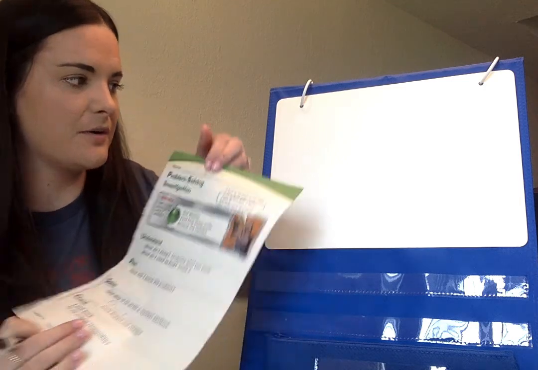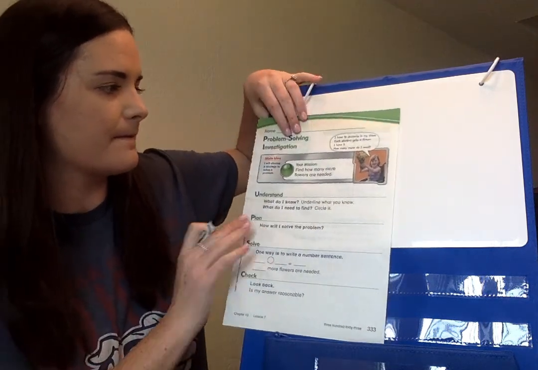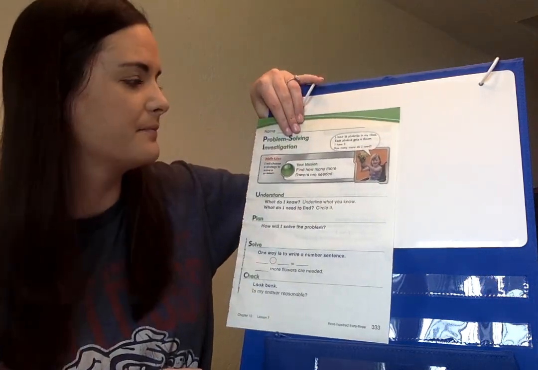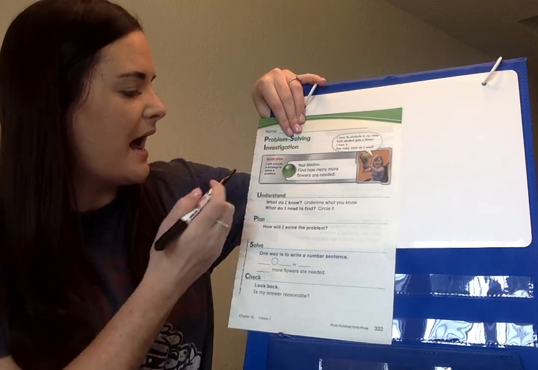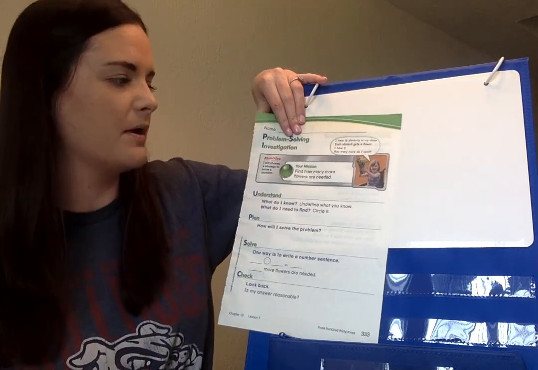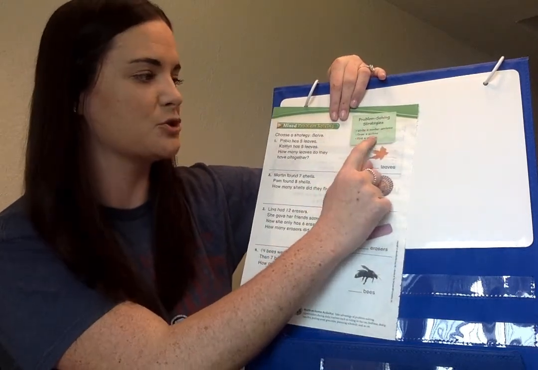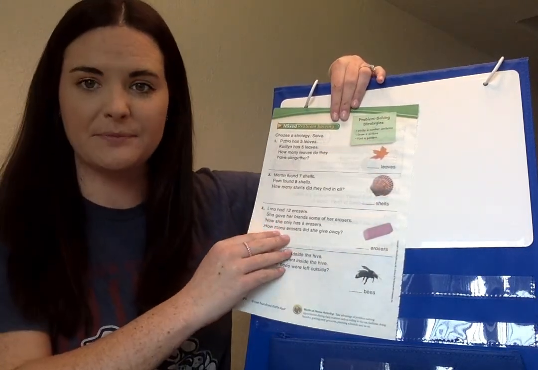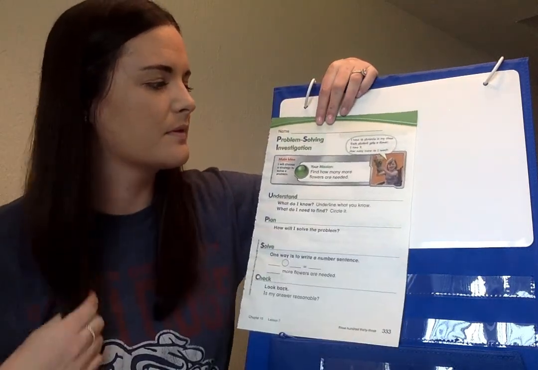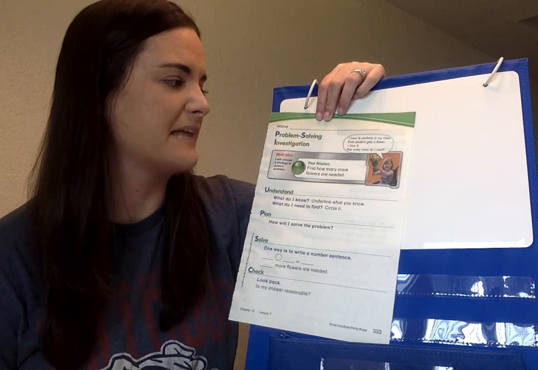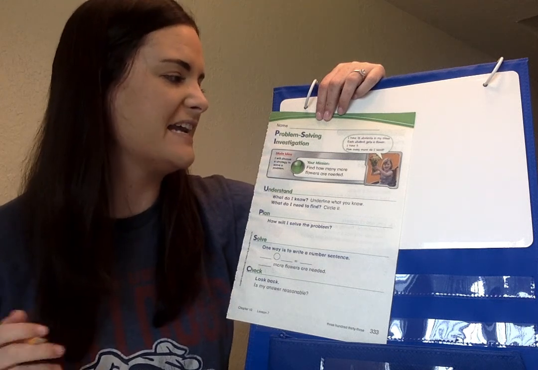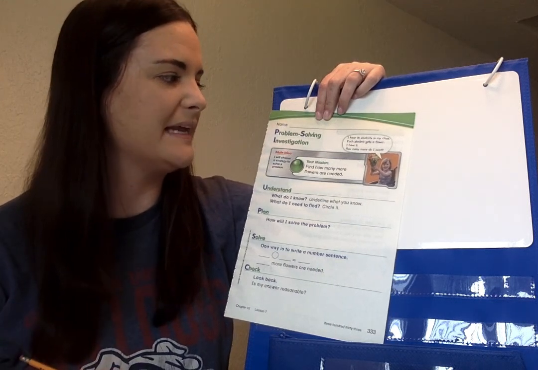We are going to start on page 333. It says, I will choose a strategy to solve a problem. We can write a number sentence, draw a picture, or find a pattern. I will read you the story problem and then we'll do it together. I have 18 students in my class. Each student gets a flower. I have 9. How many more do I need?